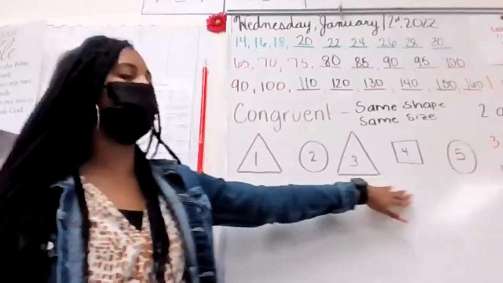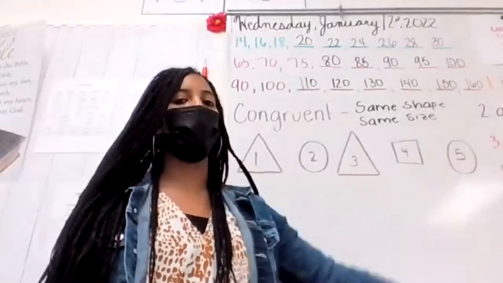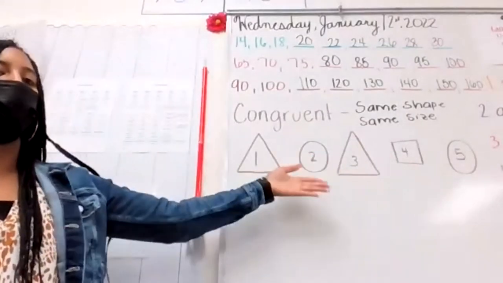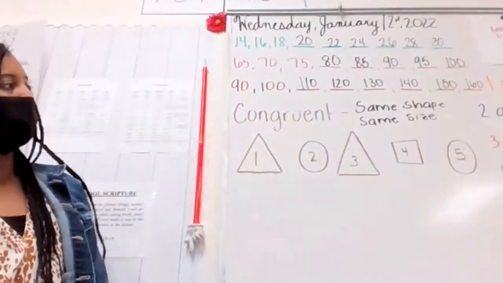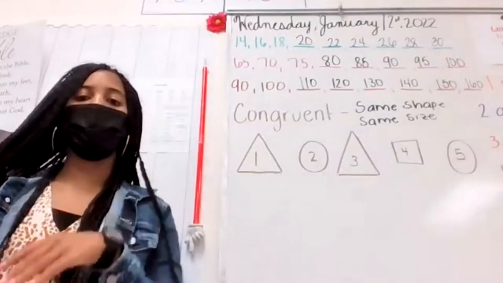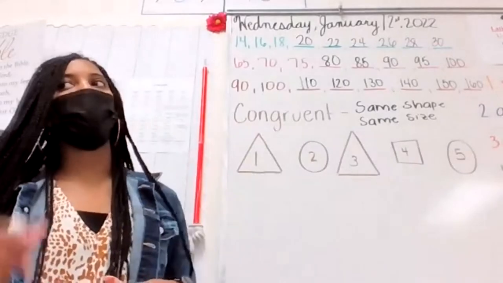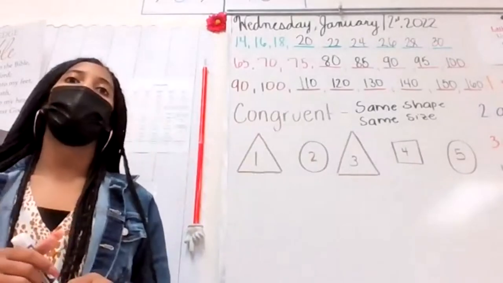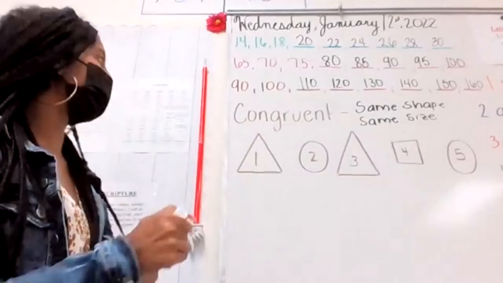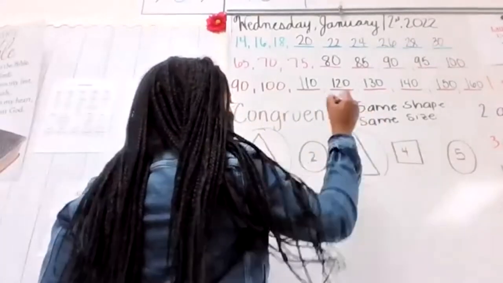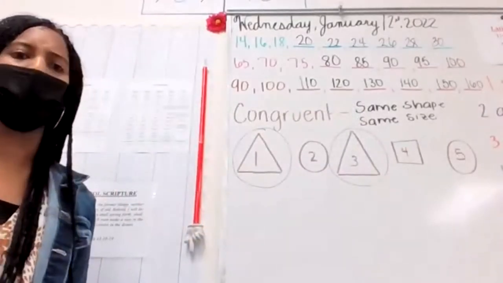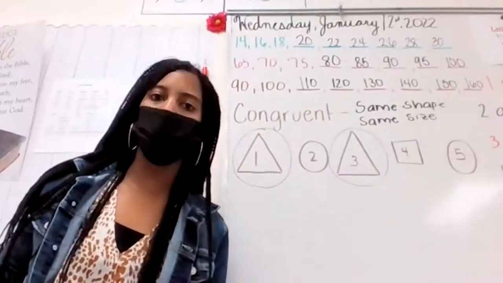So look at my shapes here. I have 1, 2, 3, 4, and 5. Which ones do you think are congruent to one another? Which shapes are congruent, meaning it's the same shape, same size? The two triangles. The two triangles, yes. Number one and number three are congruent to one another. They're the same size and they're the same shape.